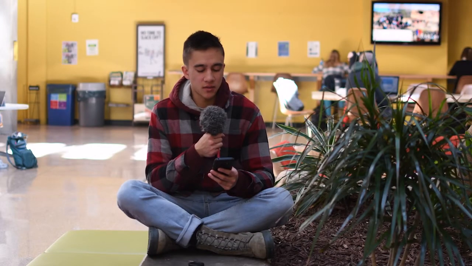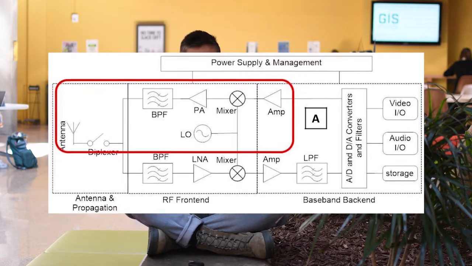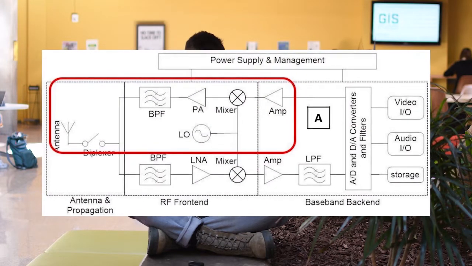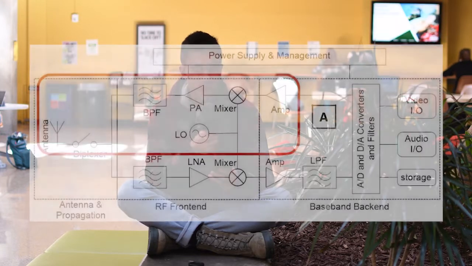So the signal comes in through the antenna and then through the diplexer. The diplexer is what chooses between receiving or transmitting for the antenna. In this case, we're receiving the signal. So it goes in through the bandpass filter, which selects a certain band of frequency, the one we want to look at.